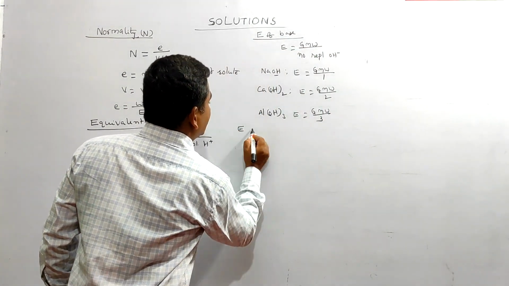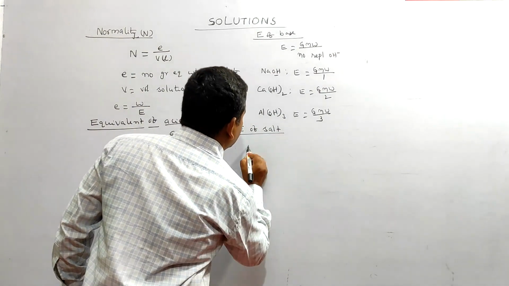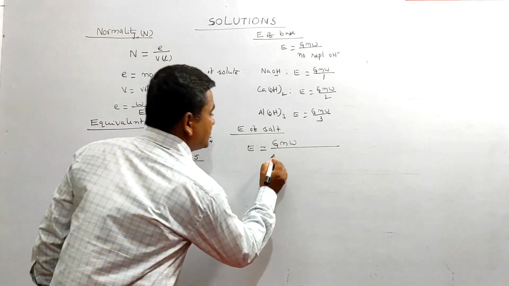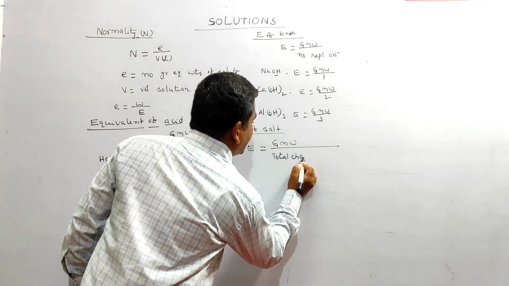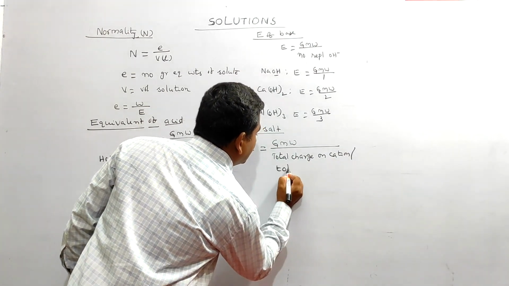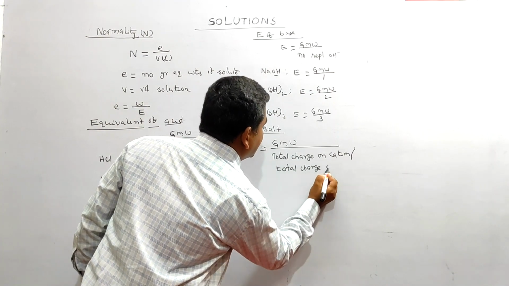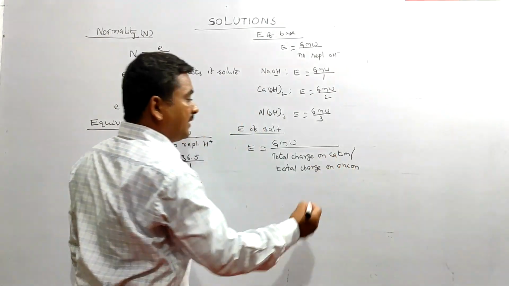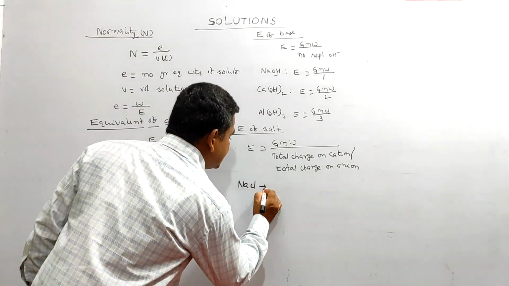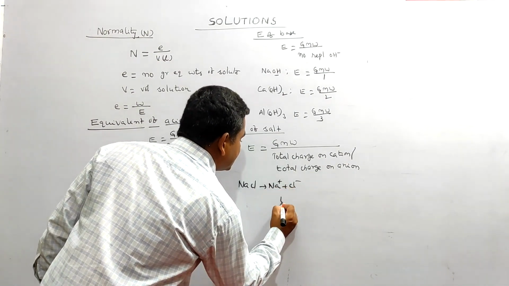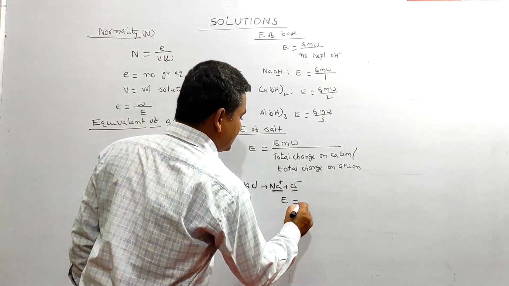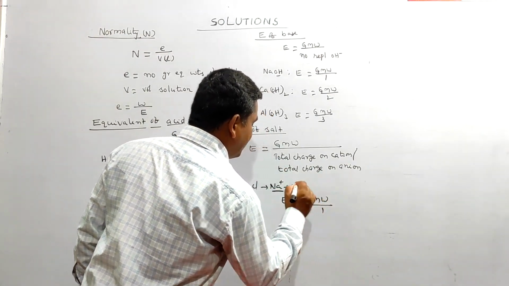Let us find equivalent weight of salt. E is equal to gram molecular weight by total charge on cation or total charge on anion. Let us see for NaCl, as this is Na plus and Cl minus, charge on cation will be 1 unit, charge on anion will also be 1 unit. So gram molecular weight by 1.